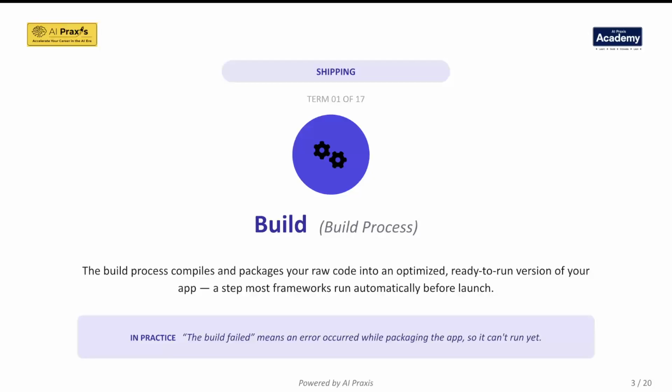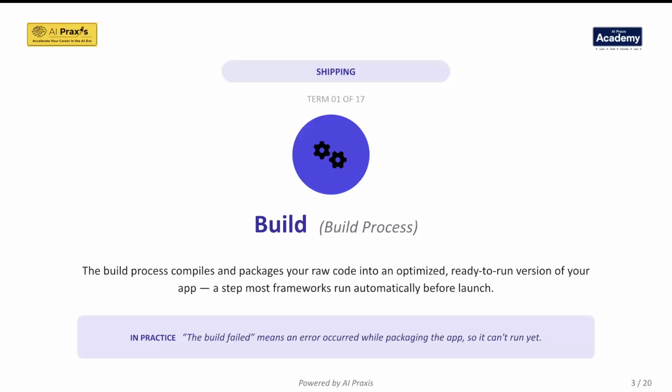Alright, so first term of part 2, and this is where shipping actually starts. It's called the build or the build process. When you write code, you're writing it in a way humans understand, readable, structured, with comments and spacing. But your computer doesn't need all that. It needs the code compiled, bundled, and optimized into a tight, efficient package that runs fast and clean. The build process does exactly that. It takes your raw code, all those files you wrote, and transforms them into a ready to run version of your app.